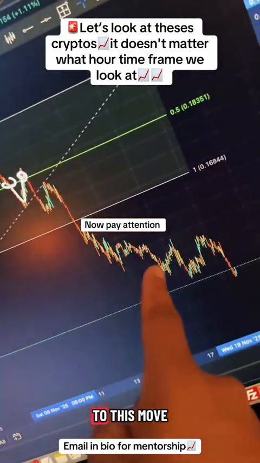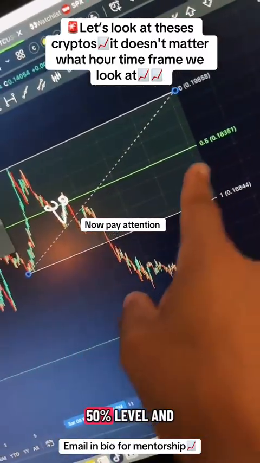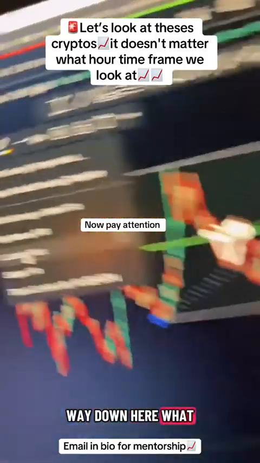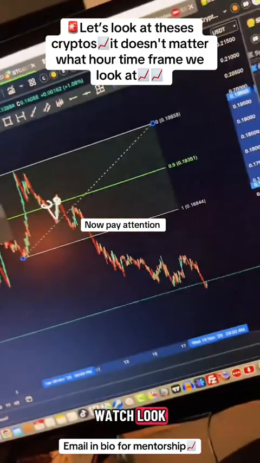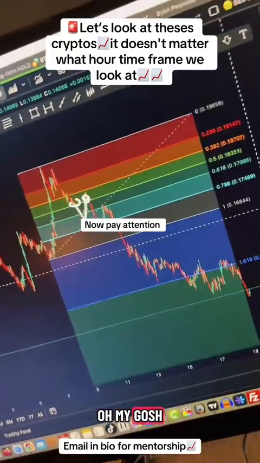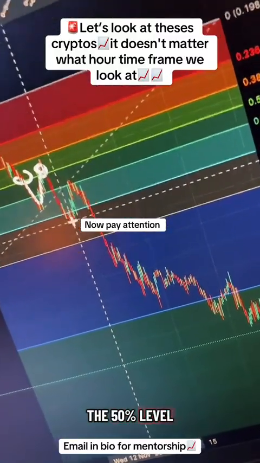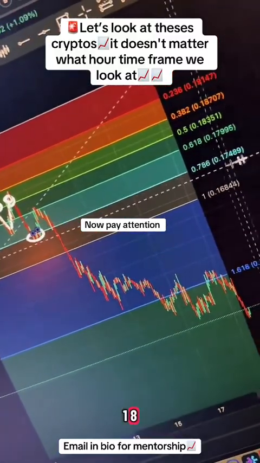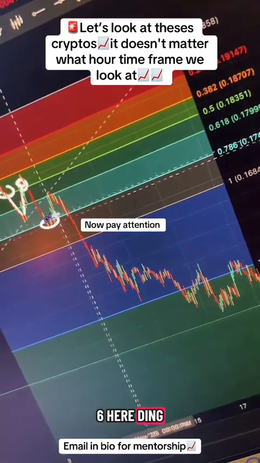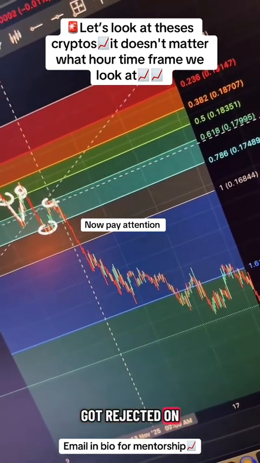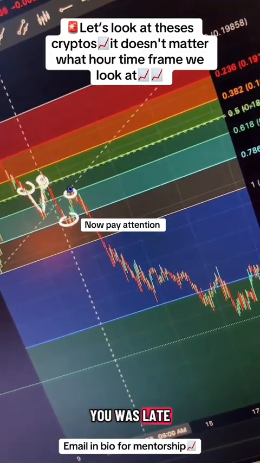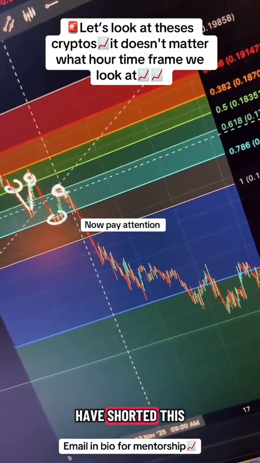Now pay attention to this move. It left the 50% level and it's all the way down here. Watch, look. Oh my gosh. So wait a minute. We left the 50% level, came down here, touched the 618 and the 786. Ding. Came up here, got rejected on the 618, which means if you were late shorting this, you definitely should have shorted this.